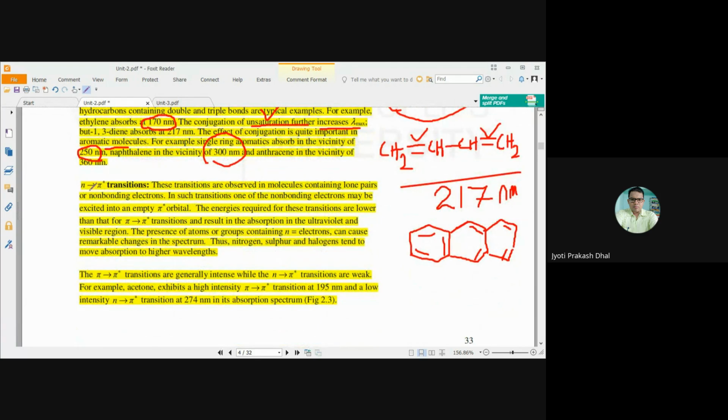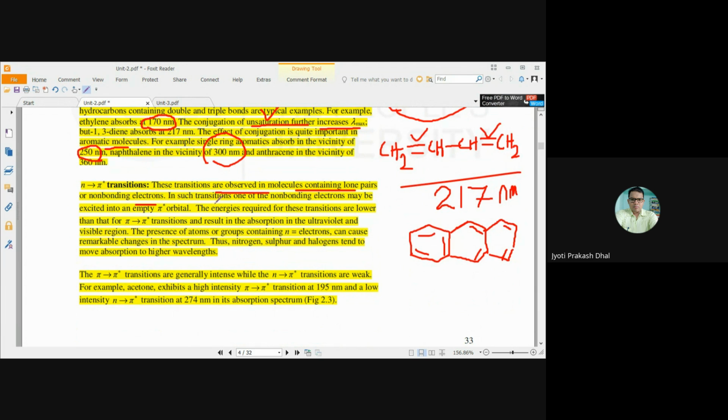Now coming to another type of possible transition in organic molecules, that is called n to pi star transition. These transitions are observed in molecules containing lone pair or non-bonding electrons. We have already discussed that if the molecule contains heteroatoms like nitrogen, oxygen, halogen or sulfur, then the heteroatoms will be associated with lone pair or non-bonding electrons. That means these electrons will not participate in the pi or sigma bond formation. So this type of transition is possible if the molecule contains heteroatoms like nitrogen, sulfur, oxygen or halogen.